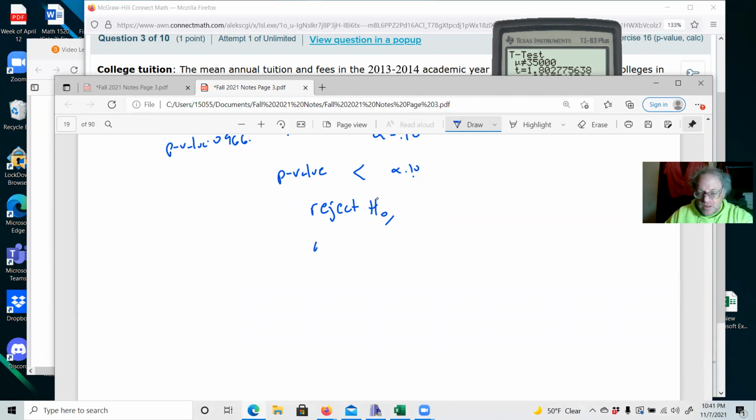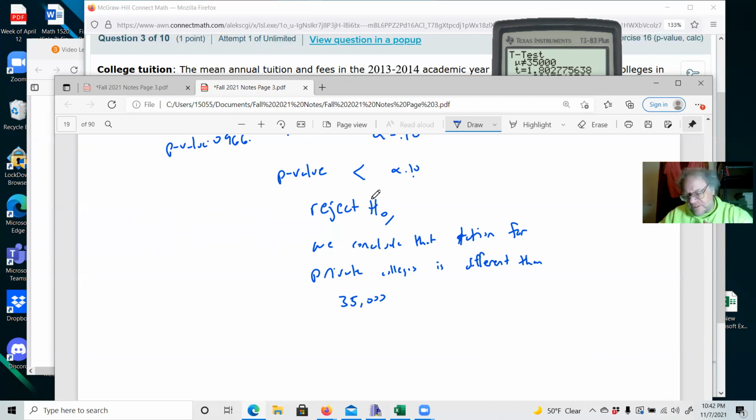We conclude the tuition for private colleges is different than, because that's what we tested for, the $35,000. I mean, clearly it's a little bit higher, but we can't say that. All we can say is it's different than, it's not the same as.